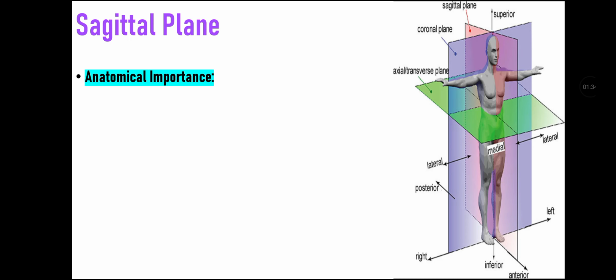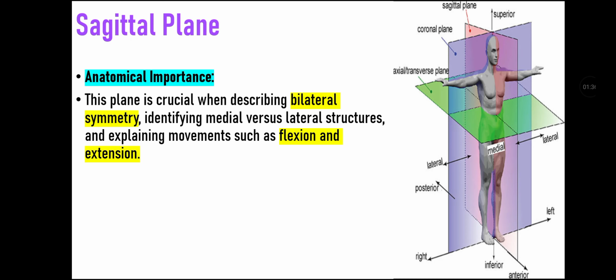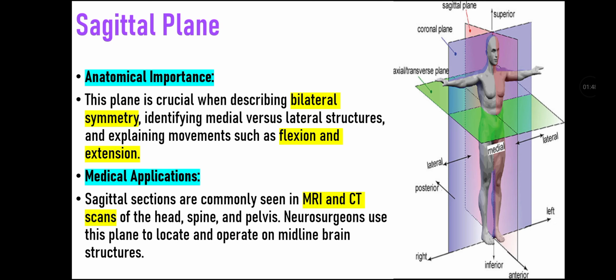Further talking about the sagittal plane, its anatomical importance: this plane is crucial when describing bilateral symmetry, identifying medial versus lateral structures, and explaining movements such as flexion and extension. Talking about its medical applications, sagittal sections are commonly seen in MRI and CT scans of the head, spine, and pelvis. Neurosurgeons use this plane to locate and operate on midline brain structures.